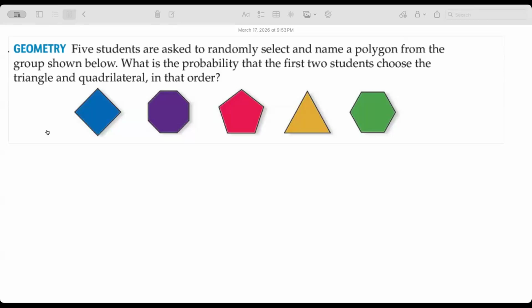Okay, 5 students are asked to randomly select and name a polygon from the group below. What is the probability that the first 2 students choose? So what are the favorable ways in which the first student chooses a triangle? What are the number of ways in which the first student chooses a triangle? Think in that regard. It's just 1. Yeah, is it 1?